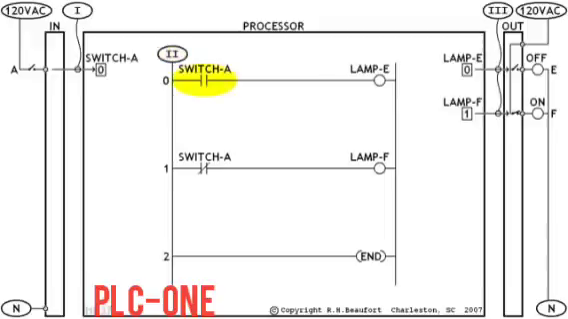The processor comes to this XIC instruction. The rule says, go look for a 1. Do we have a 1? No. So this is false. And so this OTE has false coming in. And the rule says, go write a 0. So the processor goes to the bit for lamp E and writes a 0 into the box.